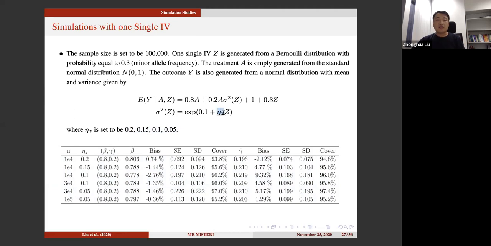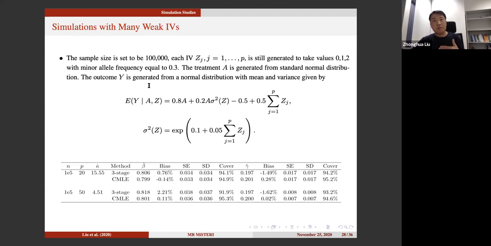If eta Z, the IV strength, is small, for example 0.05, here in the second last row, you have a slightly larger bias, 1.46%, not so large. But if you increase the sample size, still with the same eta Z, the bias will be reduced to 0.36%. So if you have a weak IV, you can increase the sample size to compensate for that. We also did simulation to combine many weak IVs. Here we tried 20 SNPs and 50 SNPs. The results show that the coverage is correct and the bias is small, so it looks very good.